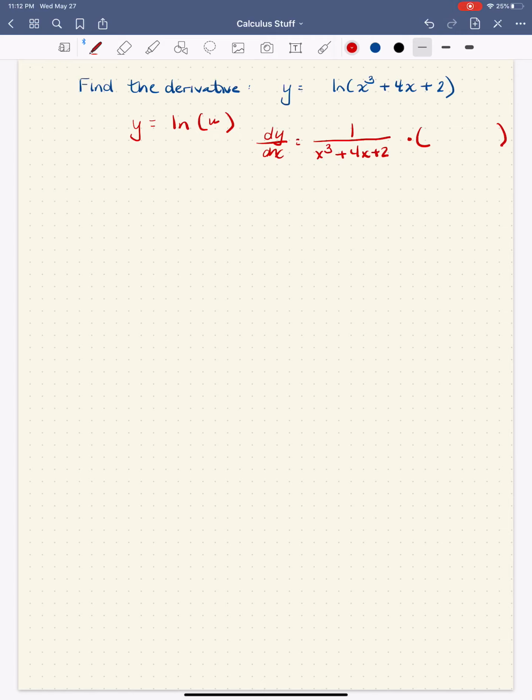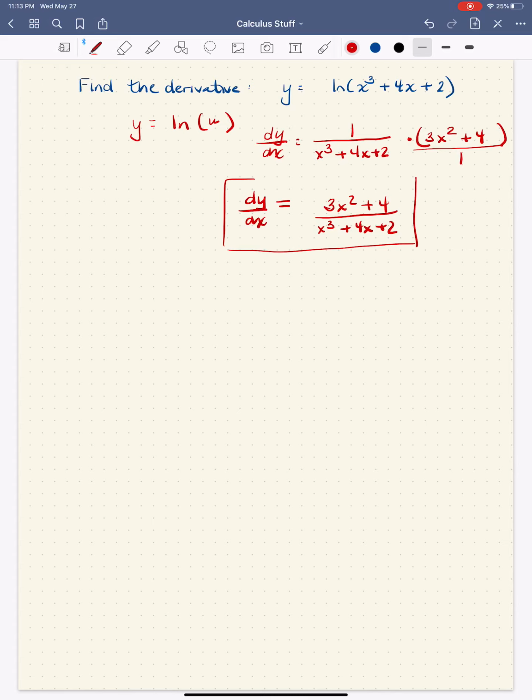Well, the derivative of x to the third plus 4x plus 2 is 3x squared plus 4 plus 0. And then we should always write it in a more condensed form if we can. Remember that that's really over 1. So that means we can write this as a single fraction and make it look really nice. So there's our derivative.